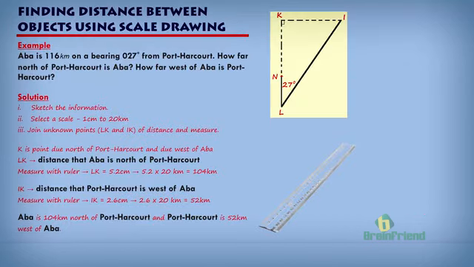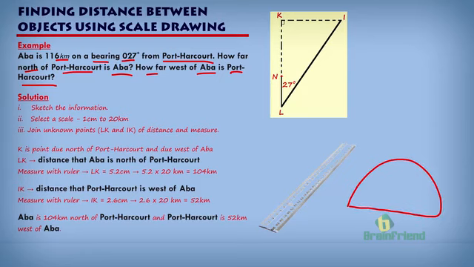Let's take one more example. Aba is 116 kilometers on a bearing 027 degrees from Port Harcourt. How far north of Port Harcourt is Aba? How far west of Aba is Port Harcourt? In this case, you also make use of what? Your ruler and your protractor. Remember, you need your ruler and your protractor.